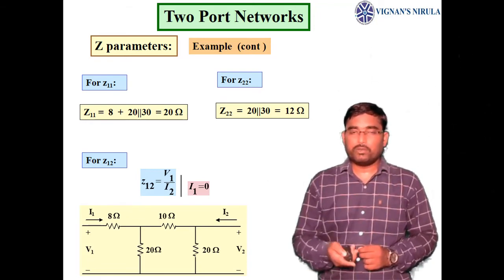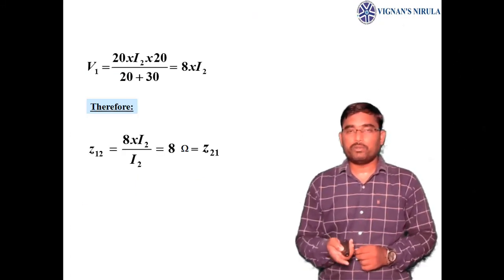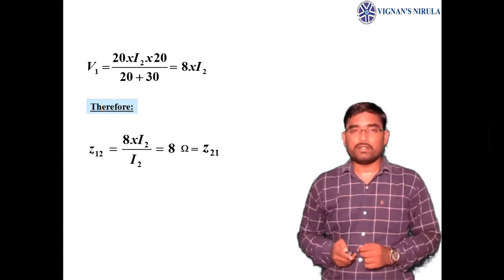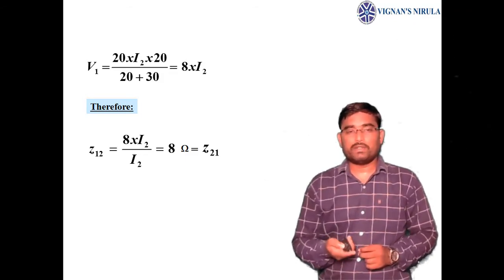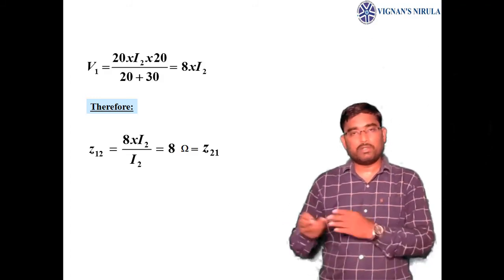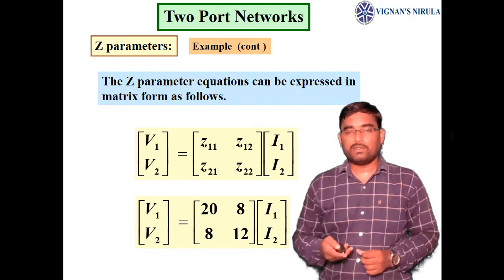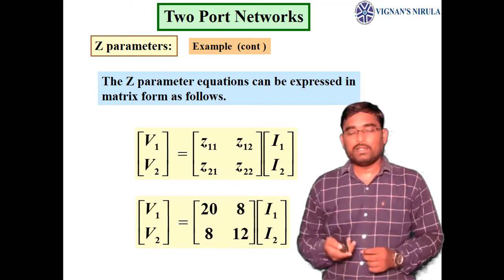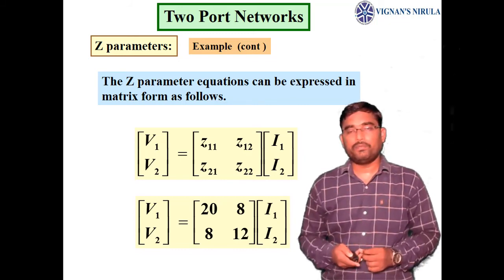Then the current flowing through that 20 ohms is nothing but I2 into 20 by 20 plus 30. See here, I2 into 20 by 20 plus 30, multiplied by that 20 ohms, gives the voltage across 20 ohms, which is nothing but our V1. So from this we can write V1 by I2 as 8 ohms, which is Z12, and which will also equal Z21 if you apply it from the other side. In this way we can find the Z parameters. So V1, V2 equals the matrix Z11, Z12, Z21, Z22 times I1, I2, where Z11, Z12, Z21, Z22 are 20 ohms, 8 ohms, 8 ohms and 12 ohms.